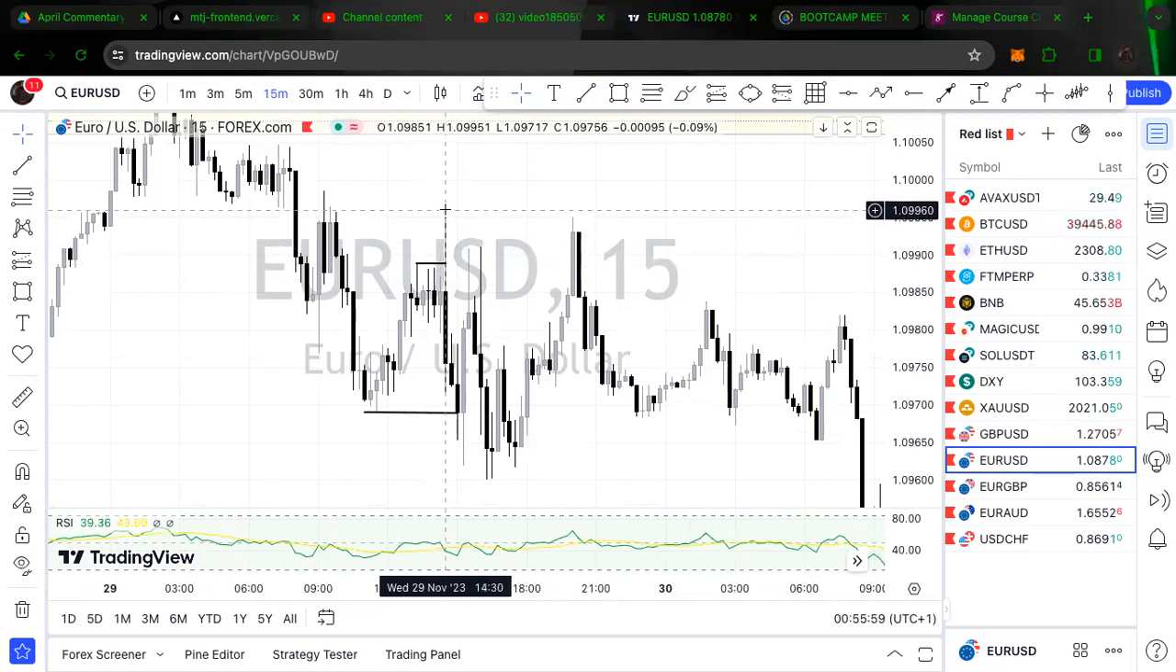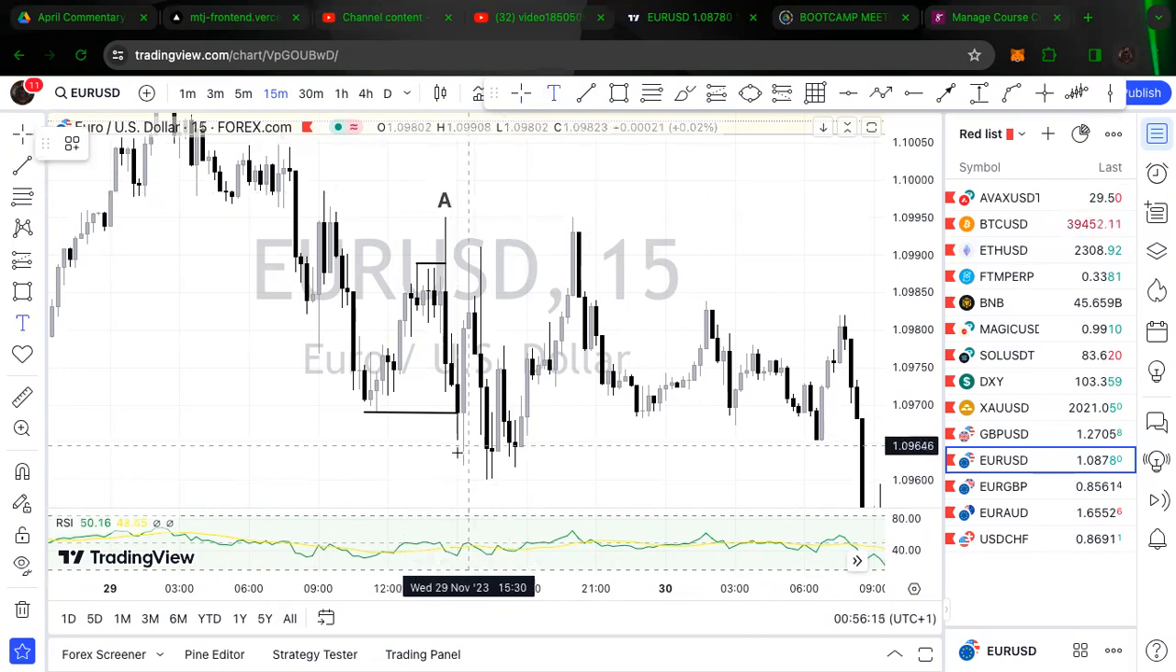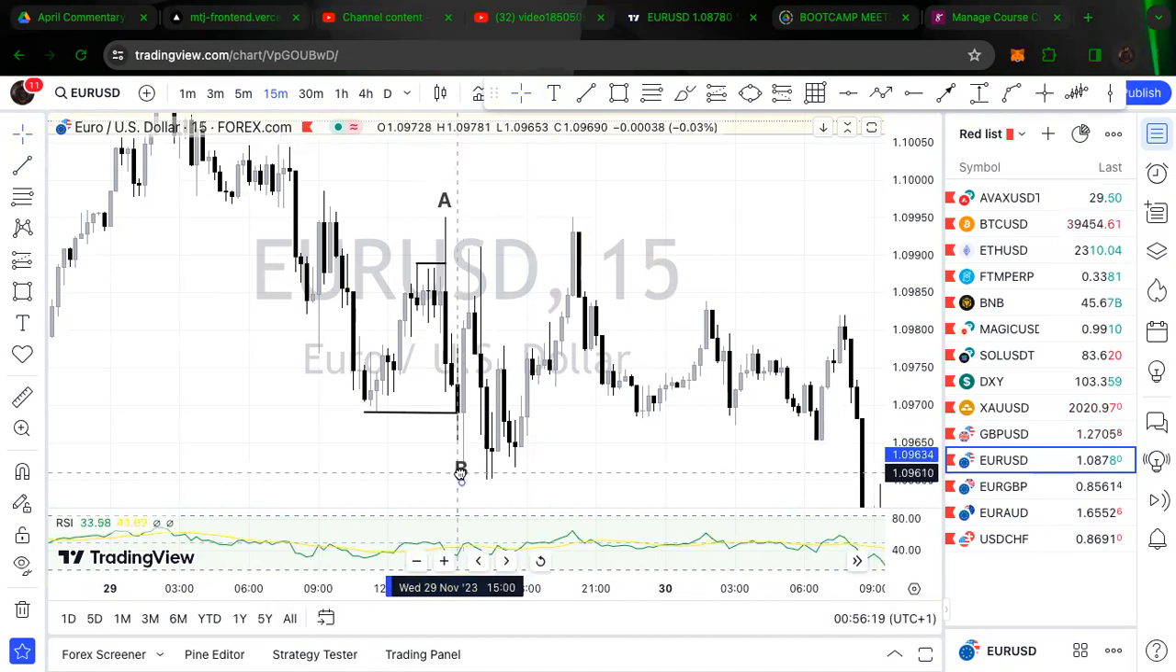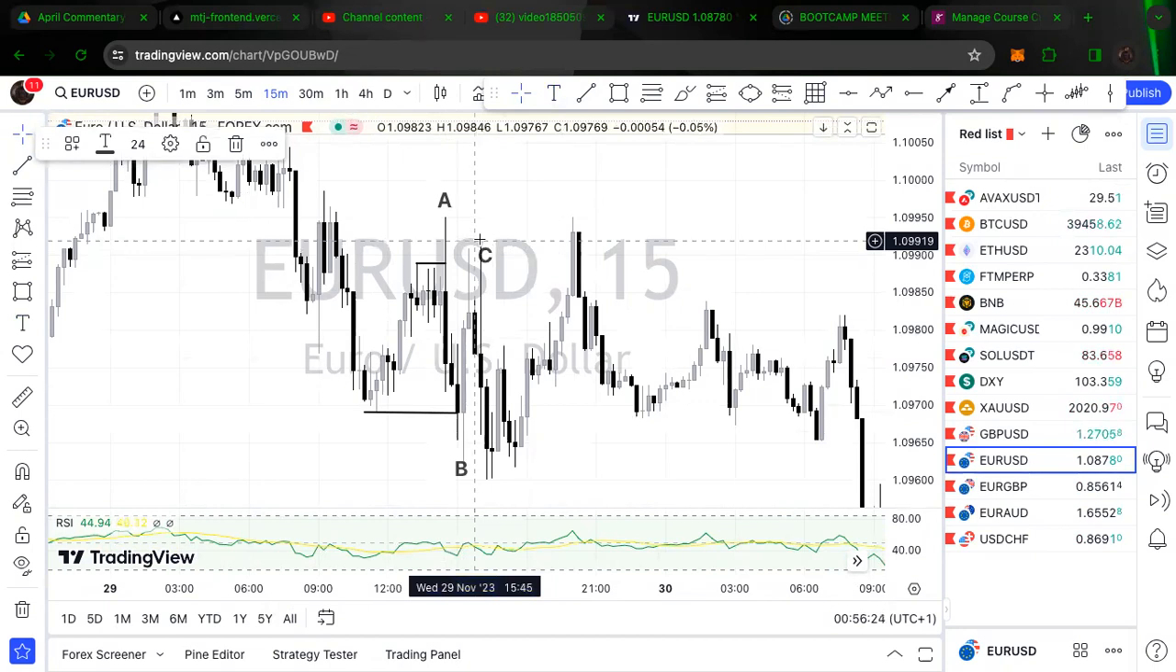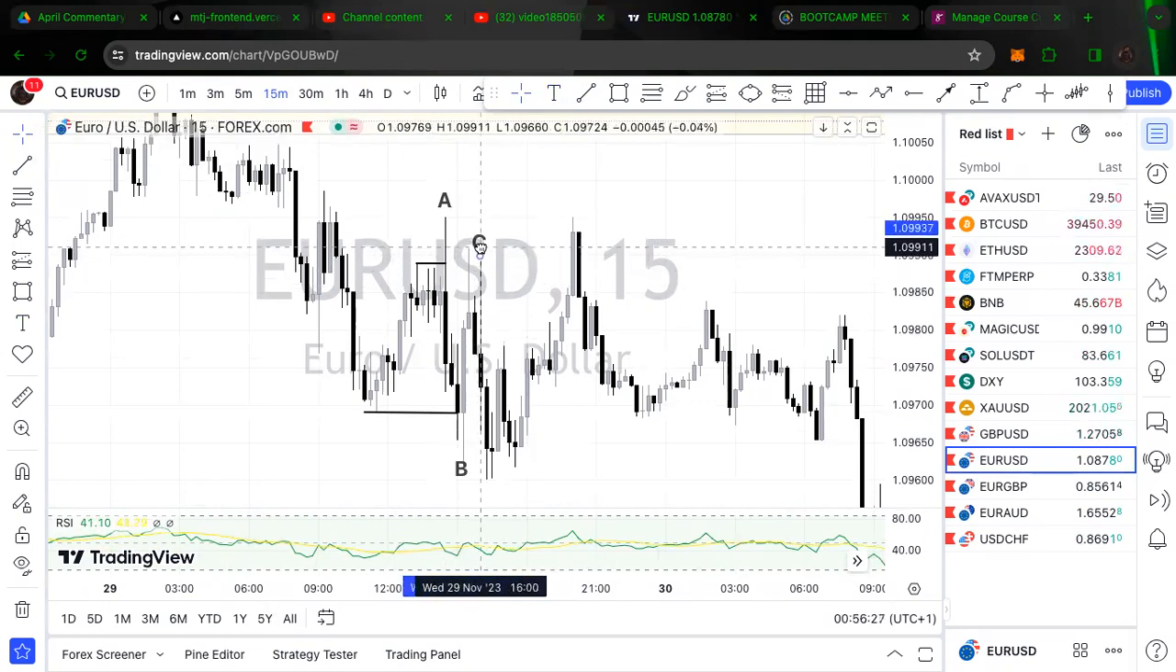The sweep is our A, the break is our B, this is the pullback, our C, and our D that took out our B. Remember I told you that your sweep is your A, the instant break that forms the change of character is your B, the pullback is your C. Your C is always your liquidity, right? And your C must form a D that sweeps B.